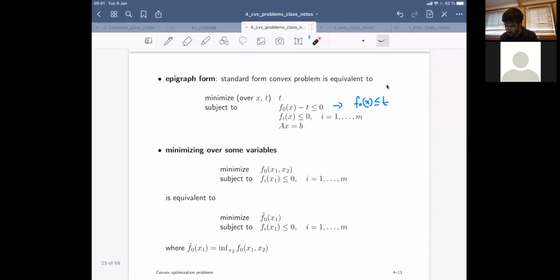Now next is the epigraph form. This is again a very simple thing. Let's take the standard problem where you are minimizing f0(x) over some constraints, like inequality and equality constraints. Now I replace that with a linear objective function t, and add the new constraint that f0(x) is less than or equal to t.